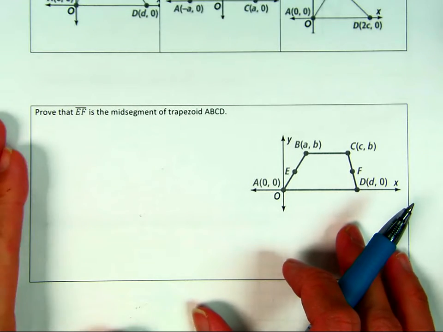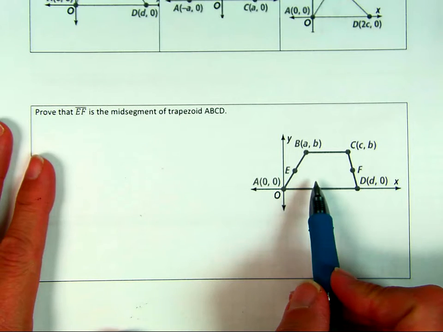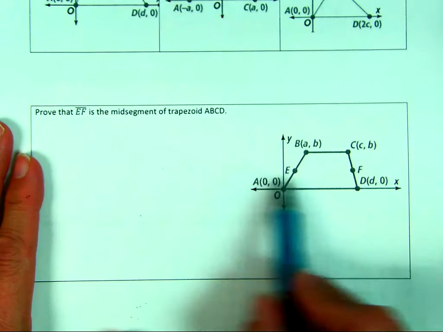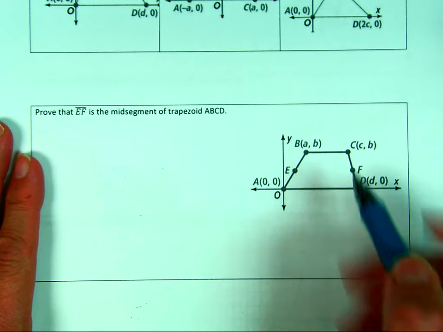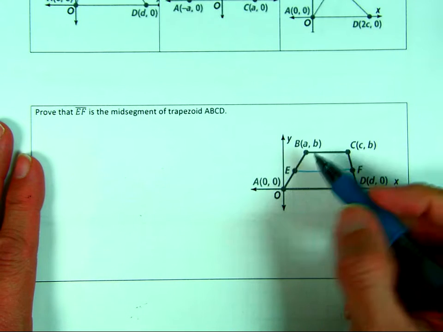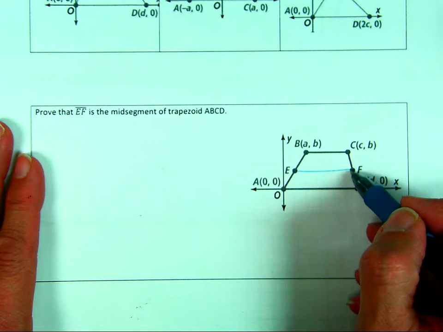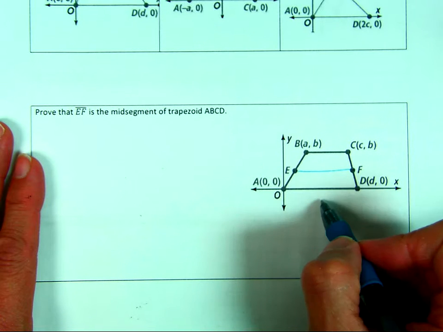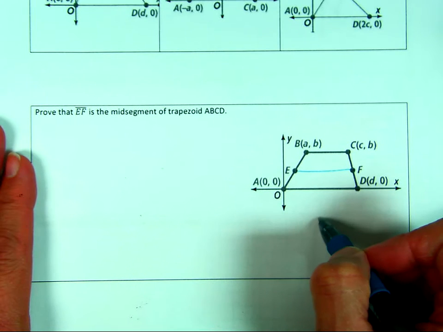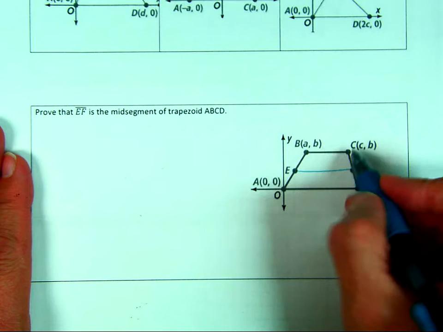We're going to prove that EF is the mid-segment of the trapezoid. So we have to prove that this guy is parallel to the bases. So for that, we're going to have to find the slopes. So we can find the slope of this.